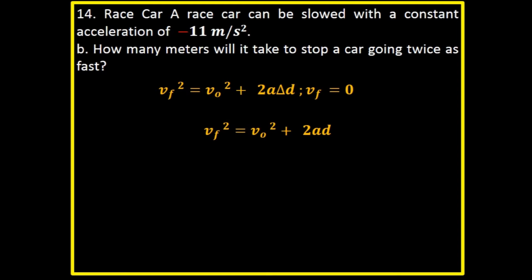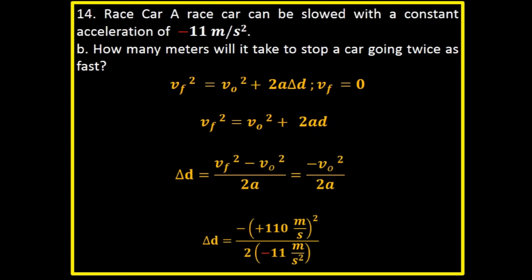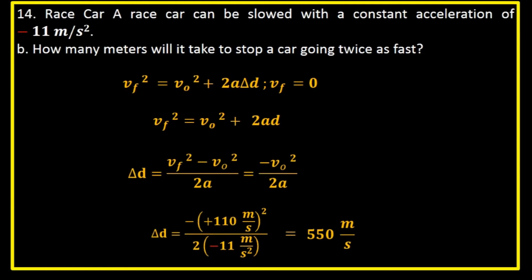Same idea, same exact problem, same exact numbers, but instead of 55 meters per second, we're going to put in 110 meters per second. Notice that it is a squared function and the v final drops out. Look, you see it's 110 squared instead of 55 squared. It's still 2 times 11. So the answer is going to be 550.